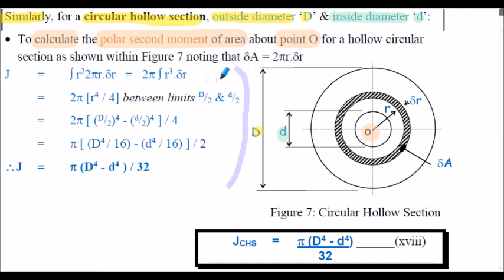Just notice again that the upper limit is the outside diameter divided by 2, but this time the lower limit is not 0, but the inside diameter divided by 2. Imposing the limits on the integral, we find that the second polar moment of area J for a hollow section shaft is pi multiplied by the outside diameter raised to the power of 4 minus the inside diameter raised to the power of 4, all divided by 32. The equation for J is stated here on 2 lines and labelled equation 18 for reference.